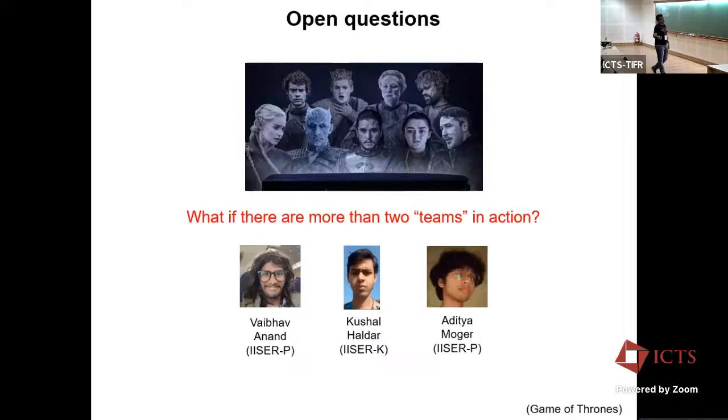Now, what are the open questions? One which Shaon already asked: what if there are more than 2 teams? Right? What if all these are competing for the Iron Throne? And they may not form very stable teams. So what happens if there are 3 teams, 4 teams, 5 teams? Right? And this is a question which these 3 undergrads, Vaibhav, Kushal, and Aditya, are trying to address currently in the lab.